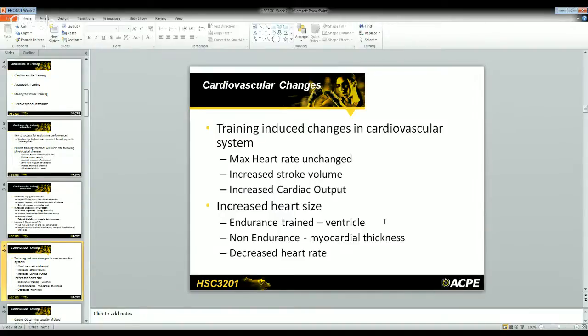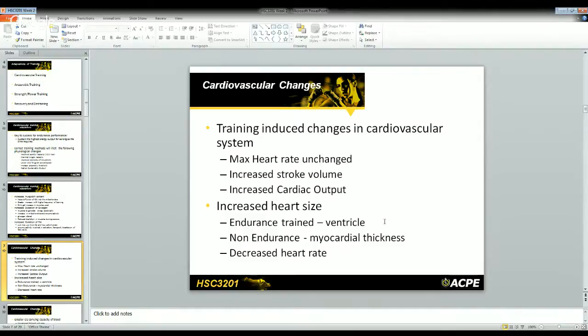Some of the cardiovascular changes that we're going to look for is, well, first of all, your max heart rate isn't going to change. That's set by your age. And our training doesn't make you younger, doesn't make you older. So your max heart rate will remain unchanged. In fact, it'll decrease over time because you get older.